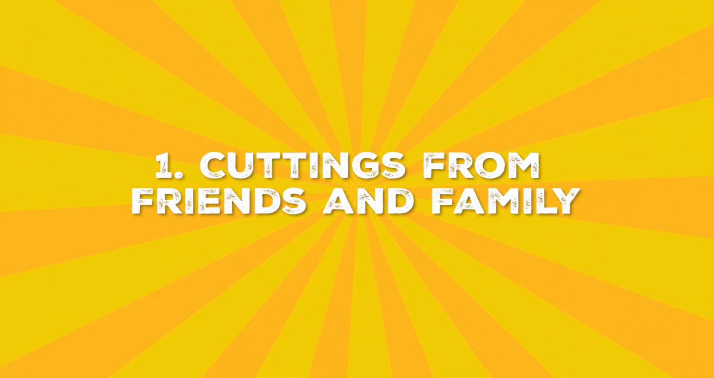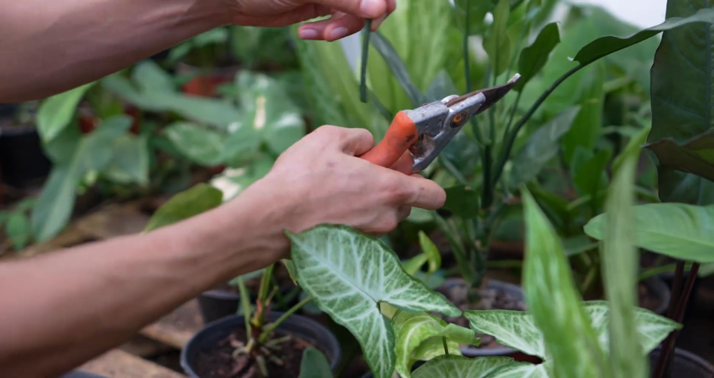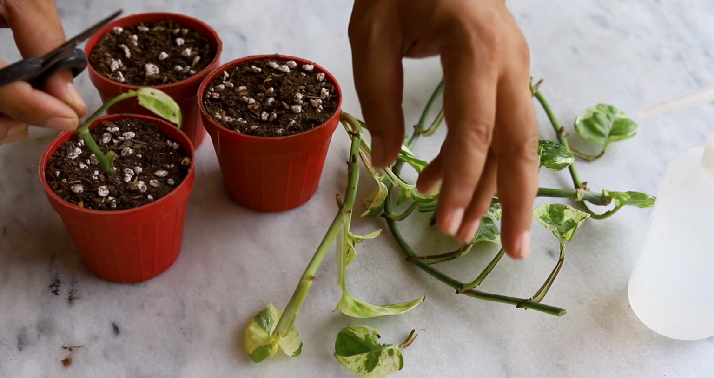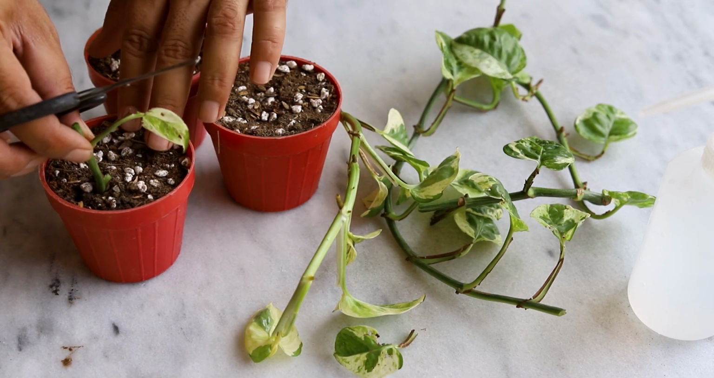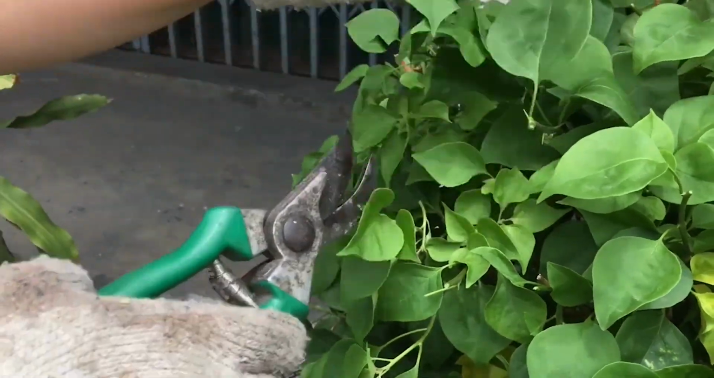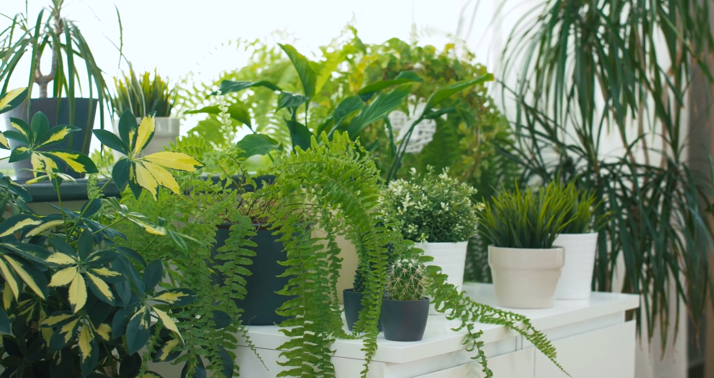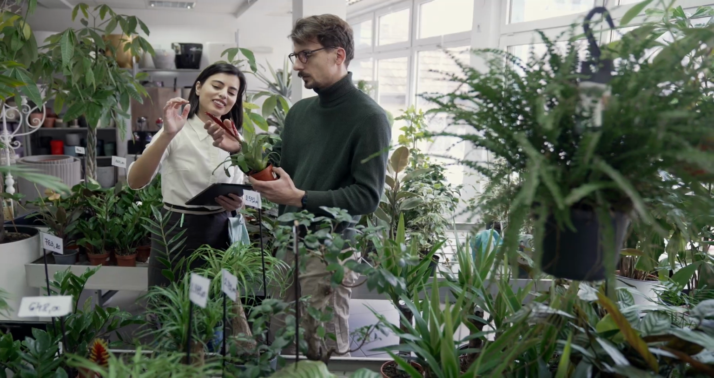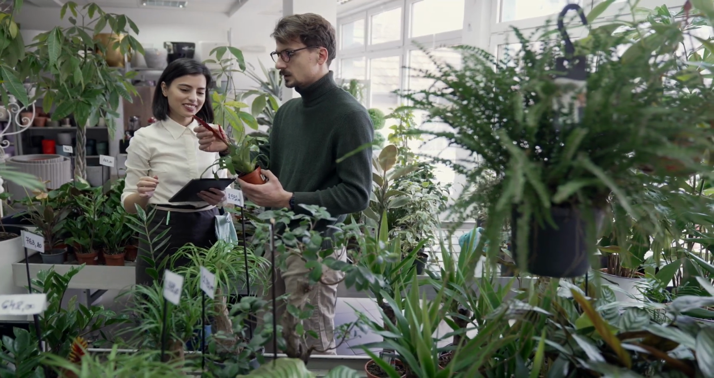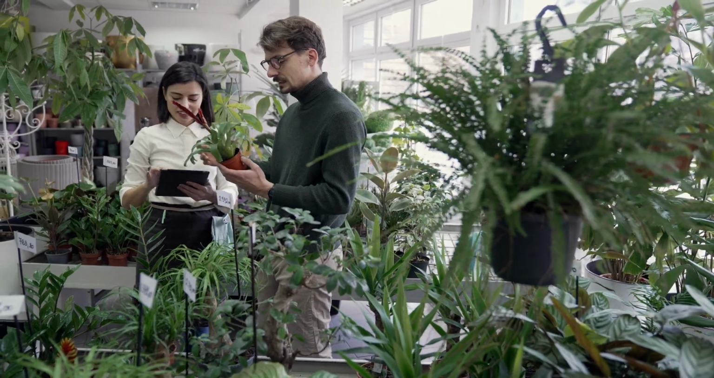Number 1. Cuttings from friends and family. Ask for plant cuttings from the houseplants of friends and family members. This is not only free, but also a great way to share and bond over a mutual love for gardening. Number 2. Local swaps and exchanges. Participate in or organize local plant swap events. You can trade your plant cuttings or plants you don't want anymore for new, different varieties.